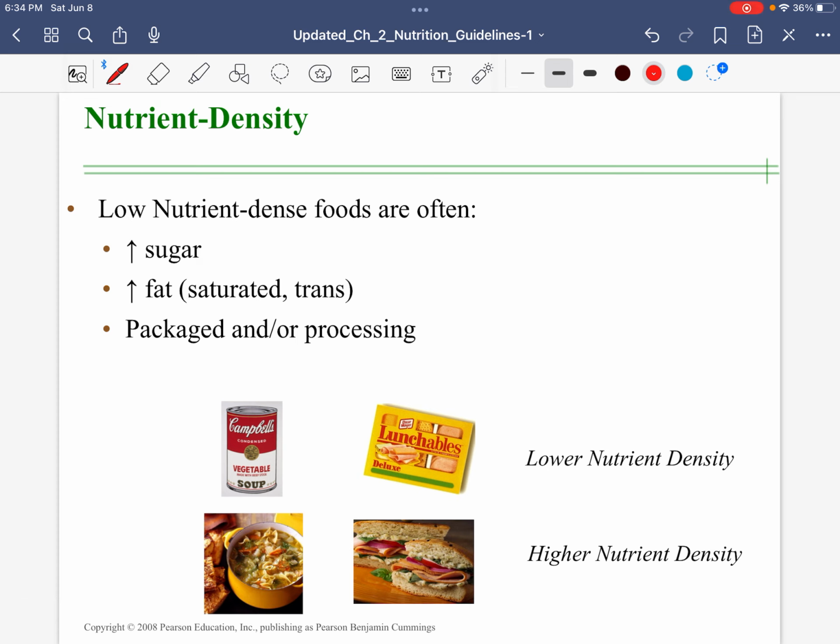What makes a food low in nutrient density often means that it has a lot of added things that are empty calories, a lot of added sugar, processing, packaging. If you look at a pack of Lunchables, there's a ton of sodium just so it can stay on the shelf for weeks. That's adding a lot of calories with not a whole lot of nutrient value.